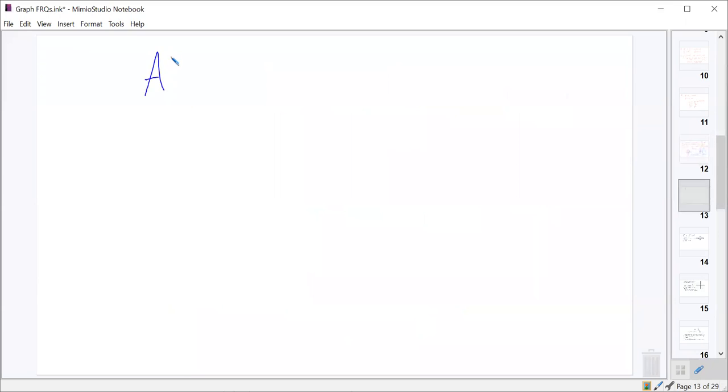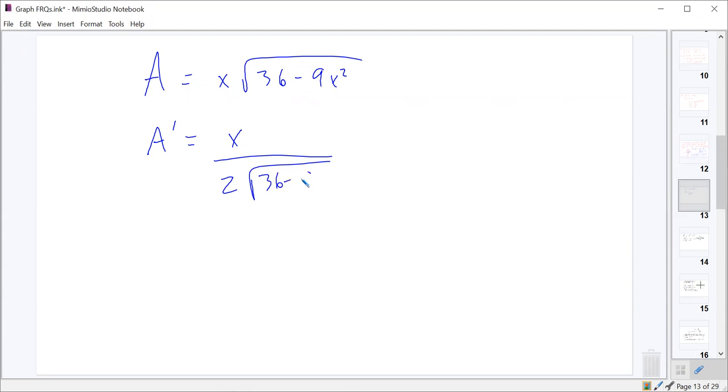So we want A prime. A is x root 36 minus 9x squared. A prime ought to be done using the product rule. So x times the derivative of root 36 minus 9x squared, which would be 1 over 2 root 36 minus 9x squared times the derivative of 36 minus 9x squared, which is negative 18x. And then plus the derivative of x times the square root of 36 minus 9x squared.